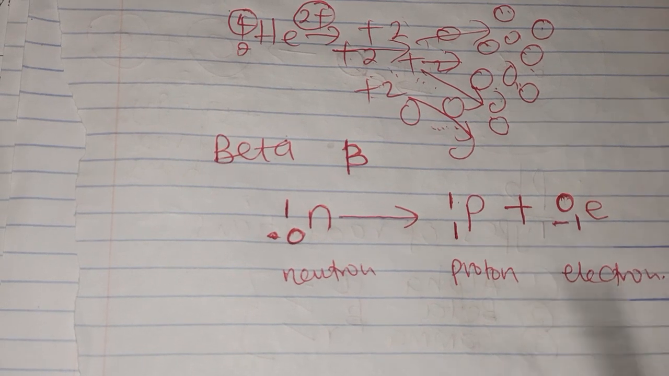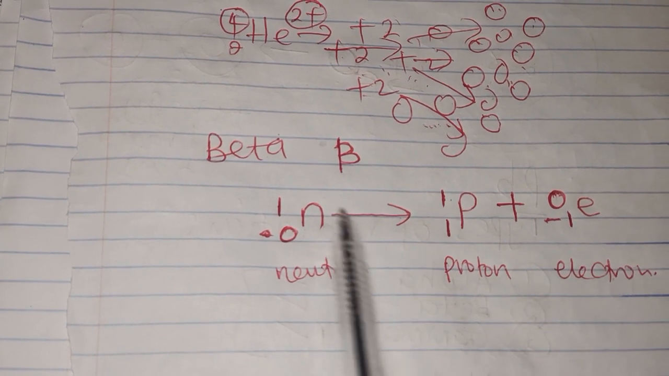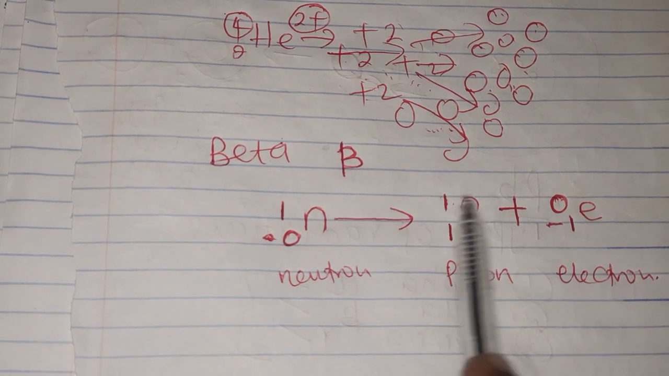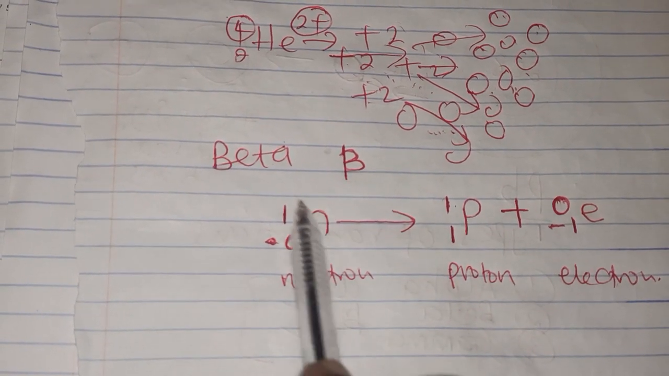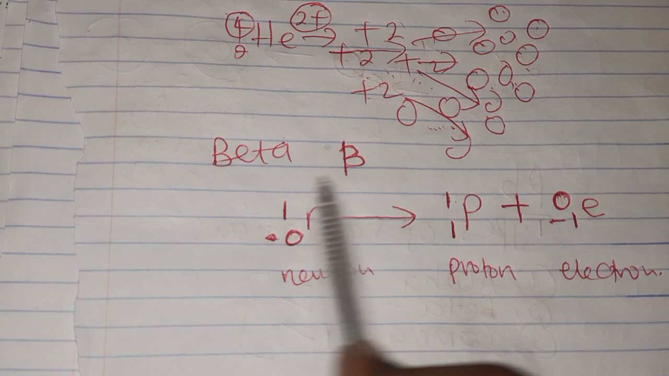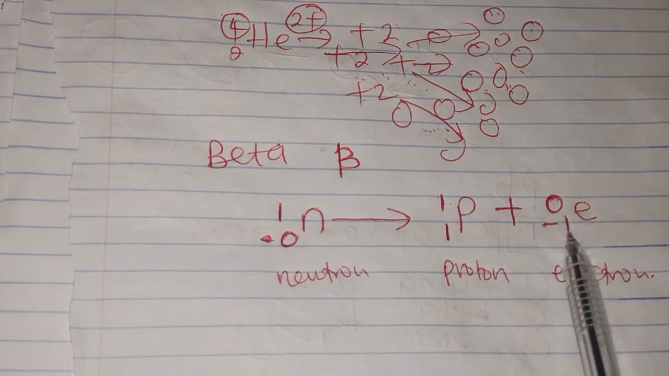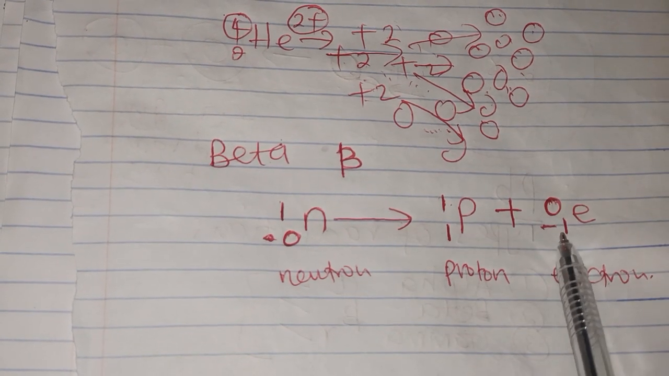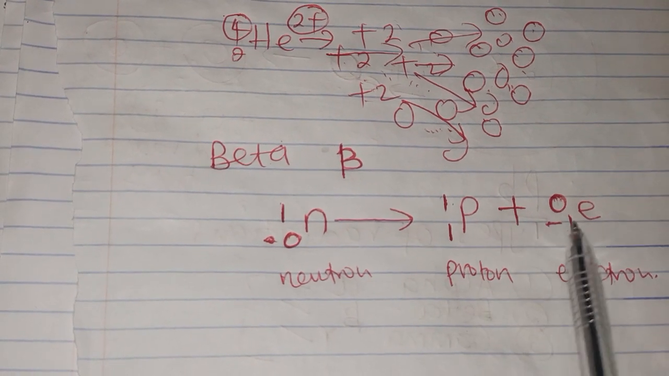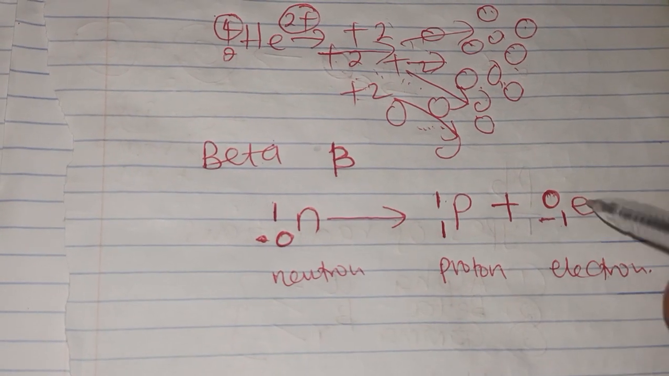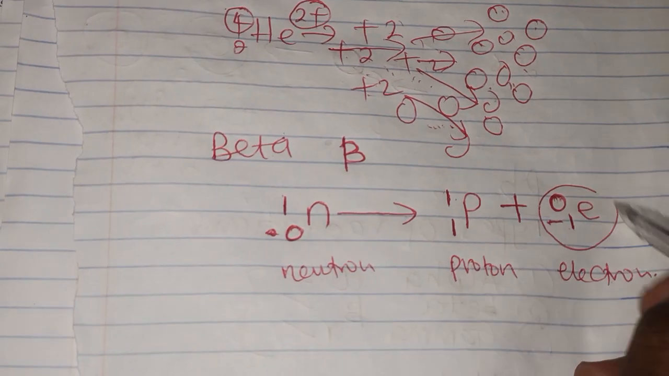For this case, you're going to realize that the mass numbers 1 plus 0 on the proton and the electron add up to the mass number of the neutron. So 1 plus 0 is 1. Then the atomic numbers of the proton and the electron should also add up to the atomic number of the neutron. 1 plus -1 gives you 0. So basically, this one becomes our beta particle.